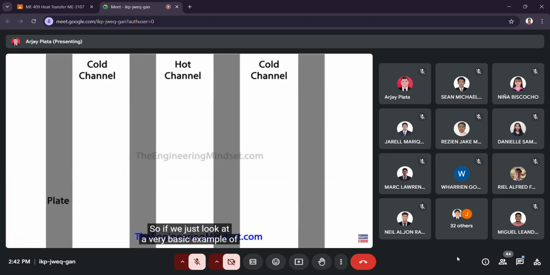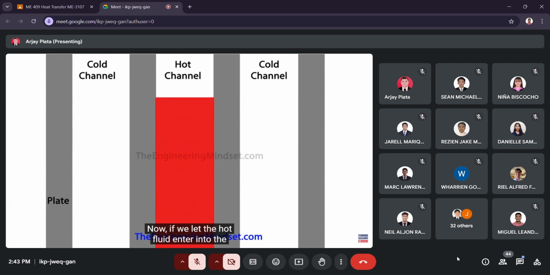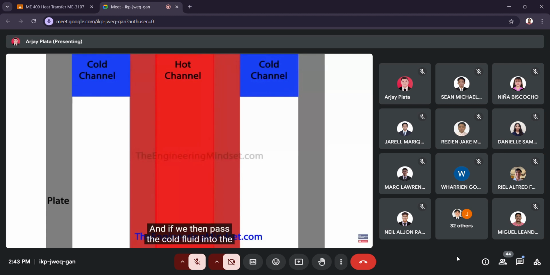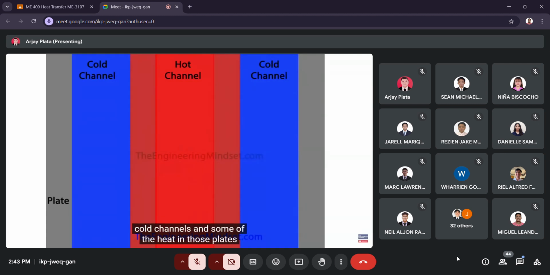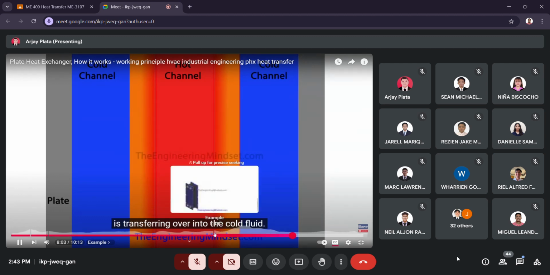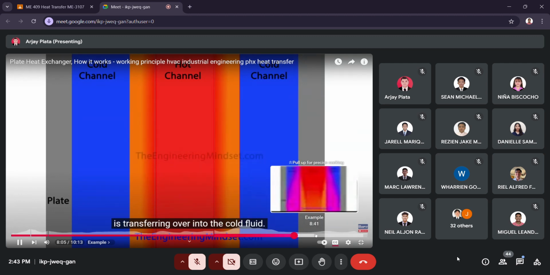So if we just look at a very basic example of how this is working, let's just say we've got a few plates here, and we've got a cold channel, hot channel, and another cold channel. Now if we let the hot fluid enter into the channel there, heat is going to conduct through into the plates because they are touching, so that heat will then pass through and warm up this plate. And if we then pass the cold fluid into the cold channels, then some of the heat in those plates which have been heated up will start to cool down because some of that thermal energy is transferring over into the cold fluid.